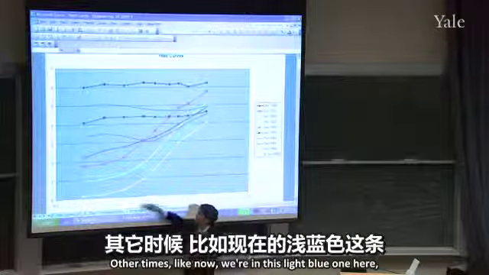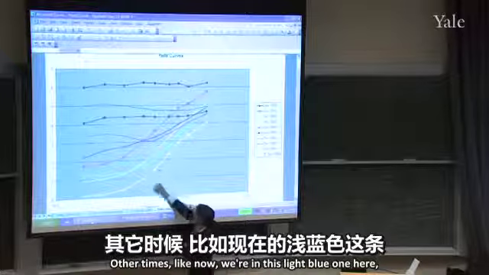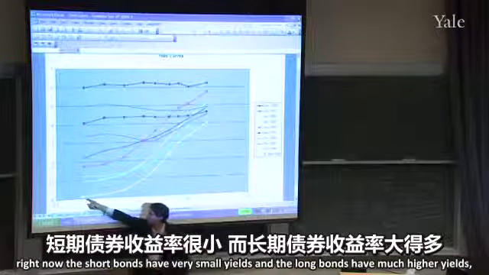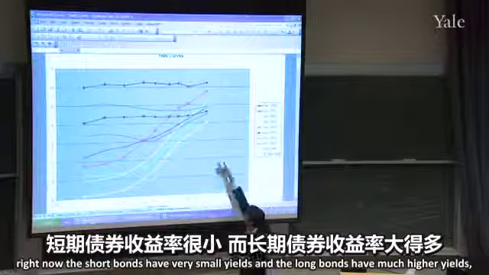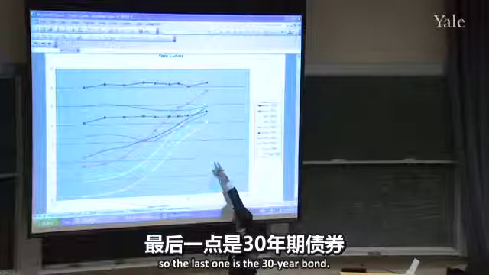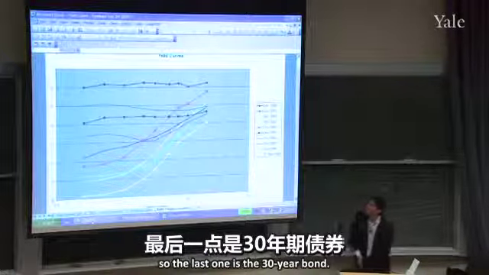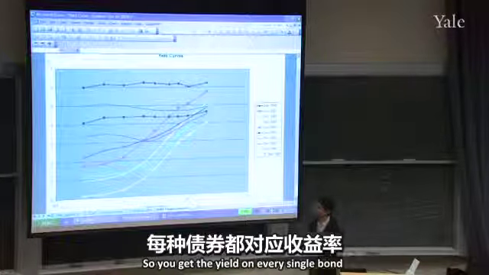Other times, like now, in this light blue one here, the short bonds have very small yields, and the long bonds have much higher yields. The last one is the 30-year bond. So you get the yield on every single bond.